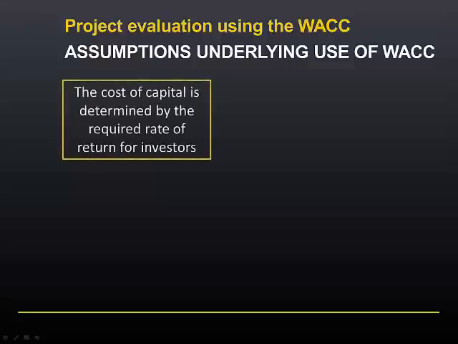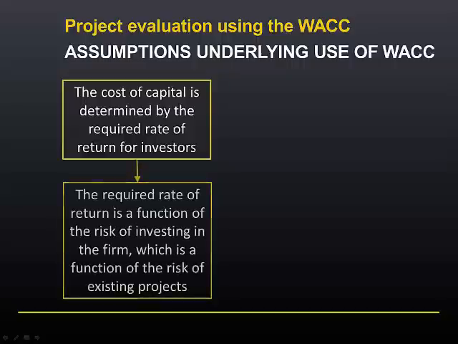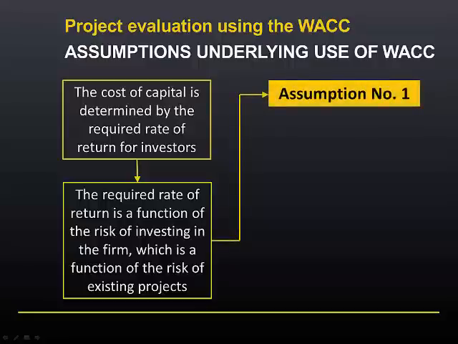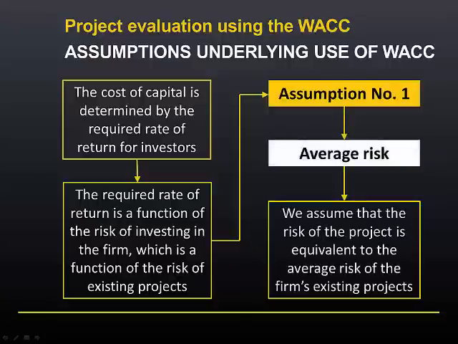The first of these situations is based on the fact that the cost of capital is determined by the required rate of return from the point of view of investors. This required rate of return is a function of the risk of investing in the firm. The greater the risk, the greater the required rate of return for investors. And the risk of investing in the firm is a function of the risk of its existing projects. So that leads to assumption number one, which must be valid in order for us to use the WACC as a discount rate. We are assuming that the risk of the project under consideration is equivalent to the average risk of the firm's existing projects.